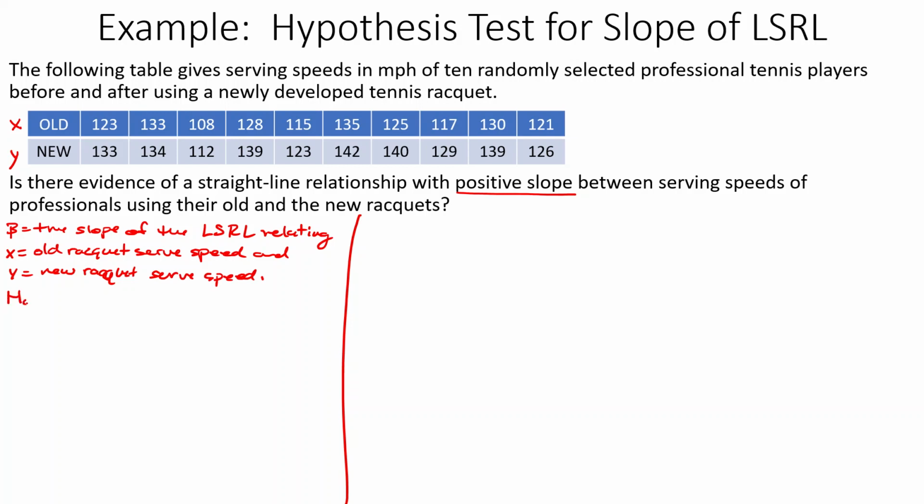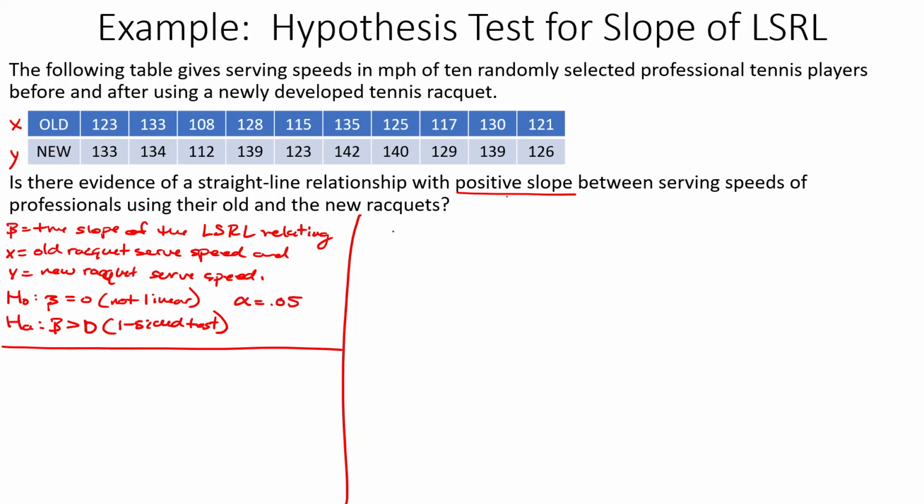All right, our null hypothesis is that our slope is 0. In other words, it's not linear. Our alternative is that it's positive, so beta is greater than 0. Remember, that means this is a one-sided test. They didn't give us an alpha, so we'll use 0.05. All right, so we are doing a t-test for the slope of a linear regression.